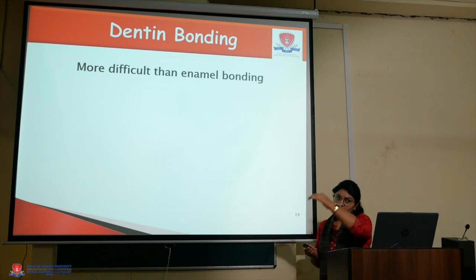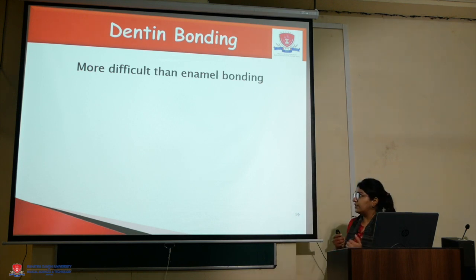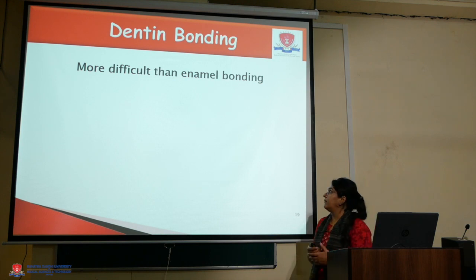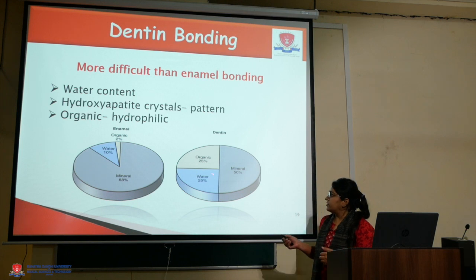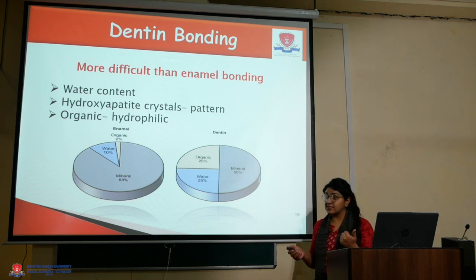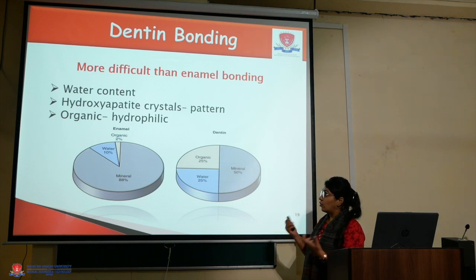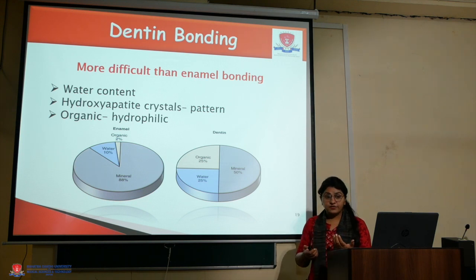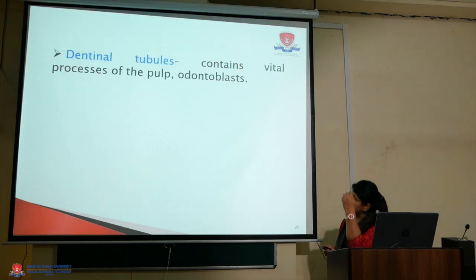Now coming to dentine bonding. Earlier we discussed enamel bonding. Now the dentine bonding. Dentine bonding is considered more difficult than enamel bonding. The reason being the water content. The dentine has a greater water content. It has a greater organic content. It makes it hydrophilic, and as I mentioned, the resins which we are using are hydrophobic. So since it is hydrophilic, it has more water content, it becomes very difficult to get a good bond with the dentine as compared to the enamel.